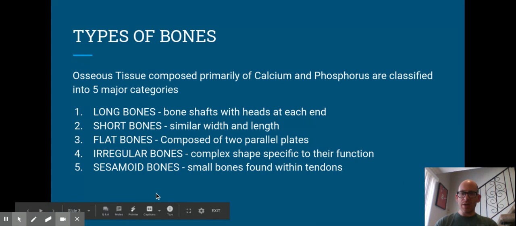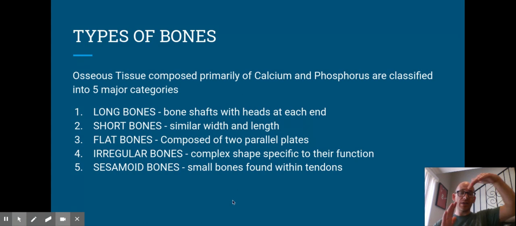The last one is sesamoid bones. These are bones that are kind of found within tendons. There's not many of them. Best example is the patella. The patella has the muscle connecting over the top, and then in the middle of that tendon, you have the patella or the kneecap sitting there. So those are our five categories.